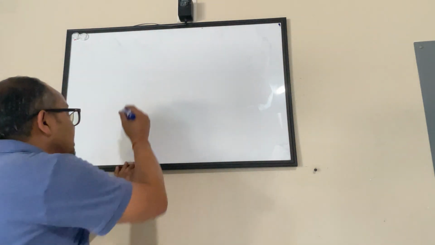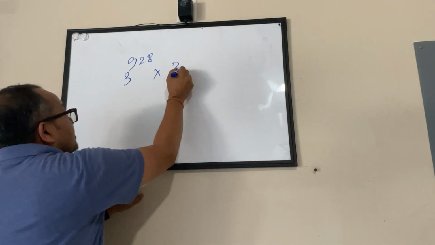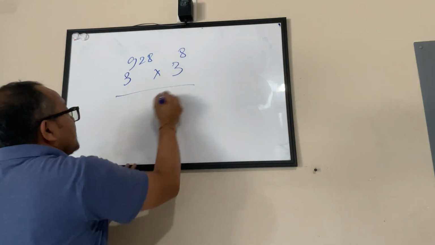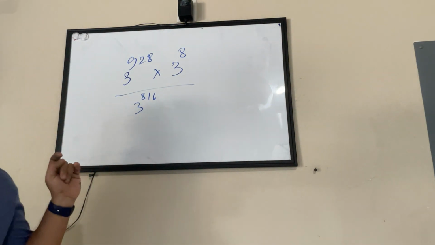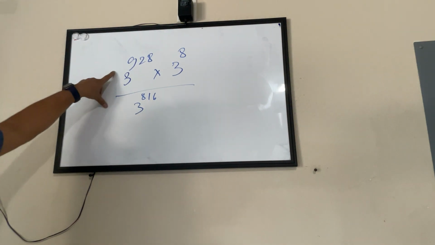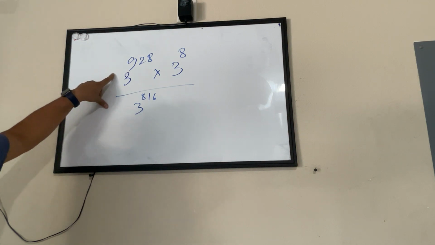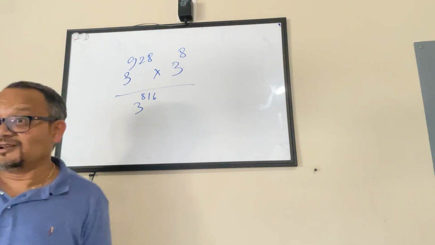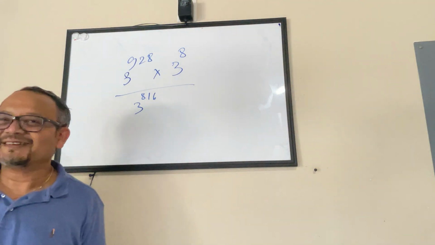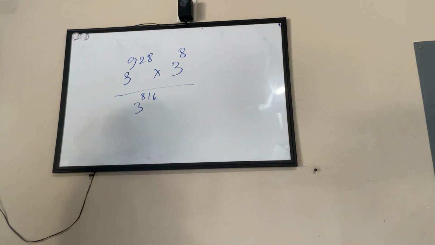if somebody says like this, okay, so get this, if somebody tricks you and says find out 3 to the power 928 into 3 to the power 8 divided by 3 to the power 816. If you do it the long way, it will be really long. So that is where whatever we have learned with exponents will help.